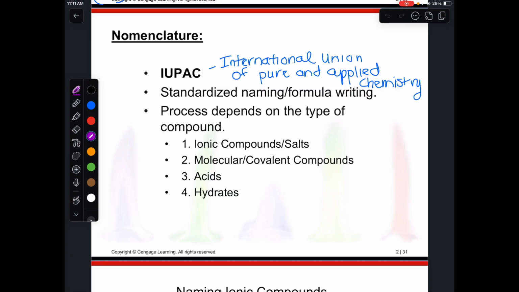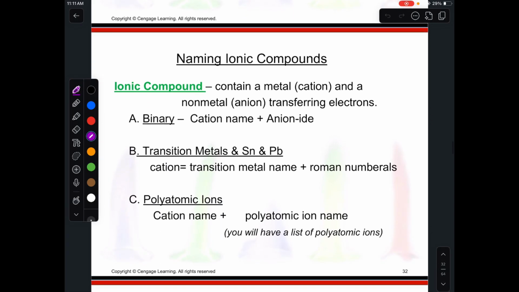the same way, okay? And we're going to have different methods for naming ionic compounds, molecular and covalent compounds, acids, and hydrates, and we're going to talk about all of those. So, naming ionic compounds: an ionic bond is created from a metal, which is the cation, and a nonmetal coming together. When you write or see a formula, you're always going to have metal first and nonmetal second. So for example, NaCl, metal, nonmetal, never the other way around.